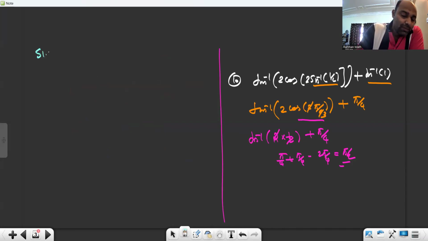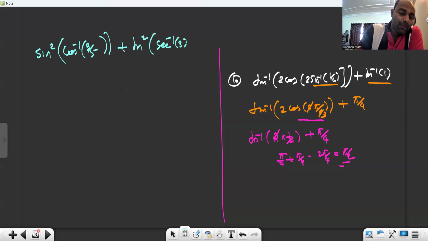Sine square cos inverse 3 by 5 plus tan square sec inverse 3. All of you please write it. After that I'll tell you. Important, I'll give you 2-3 questions of a similar type.